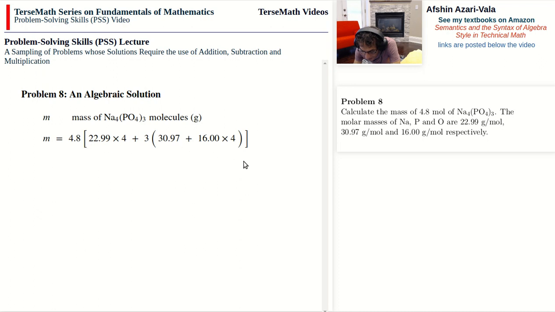If you take a look again inside the big brackets, the square ones, then we have 22.99 times 4. That's the mass of Na4. And then plus 3 groups of, each group has a mass of 30.97 due to the P, and 16 times 4 due to the O4. We place the whole thing inside square brackets and multiply by 4.8. Okay, so for one thing, if you have brackets within brackets, it's a good idea to use round brackets for the inside ones, and then switch to square brackets for the outside ones.